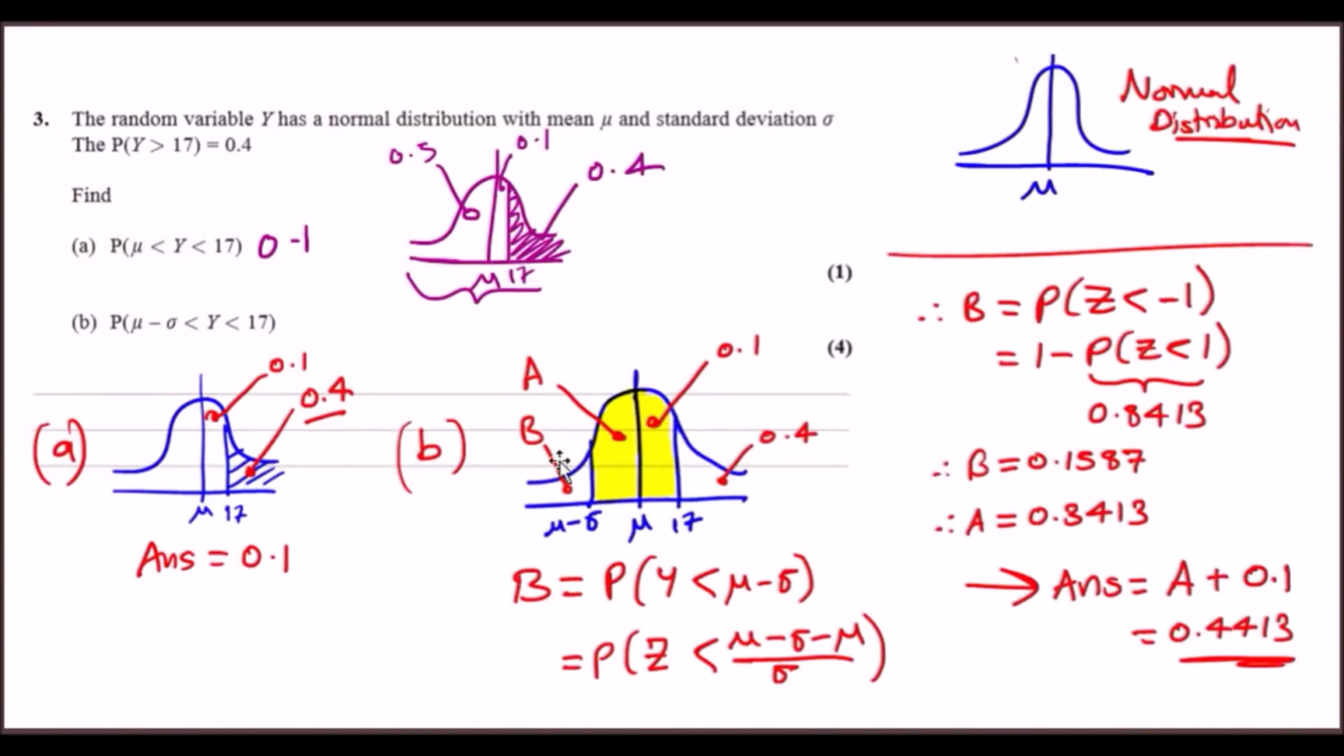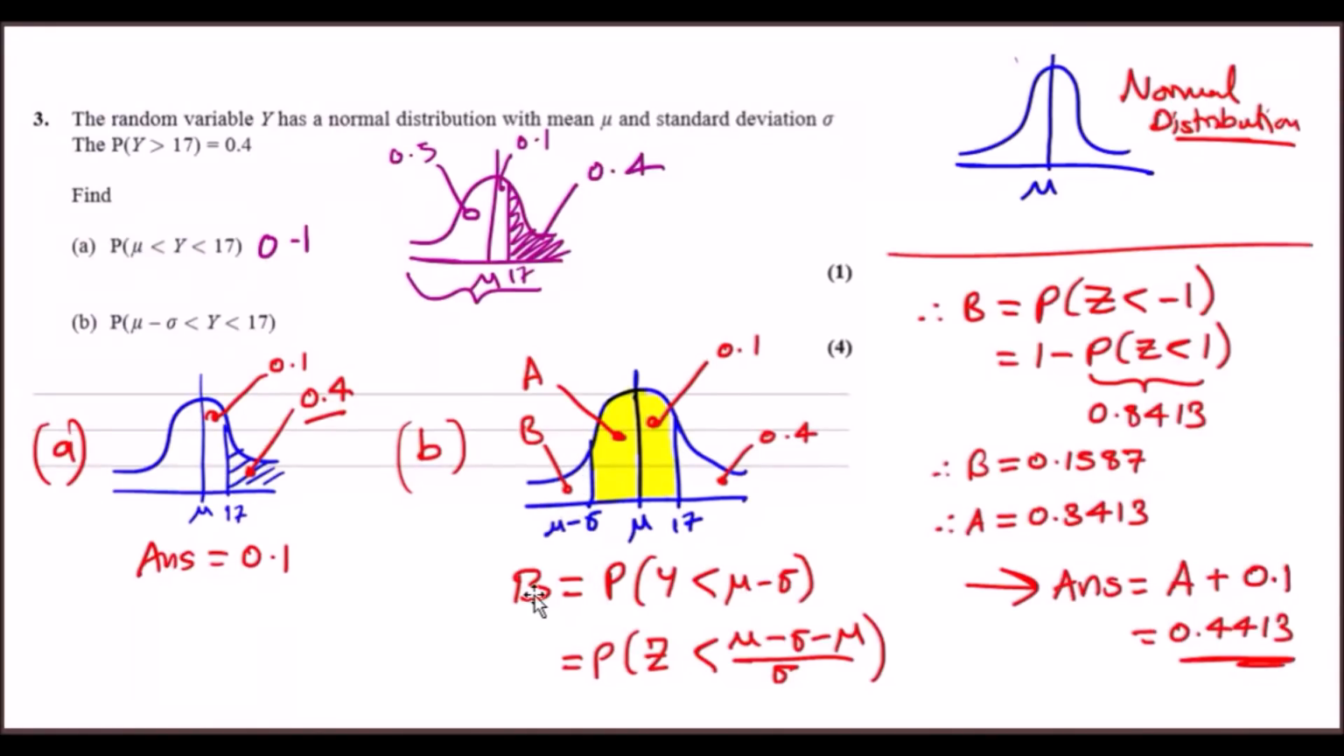Now if we have to label every area, which is helpful by the way, we know that this part is 0.4, this part is 0.1. So we know part of the area. The only thing we need to work out is the area of A. But to make it easier, it's easier to work out the area of B, because it's only less than. You're not finding between areas. So here, let's work with B.